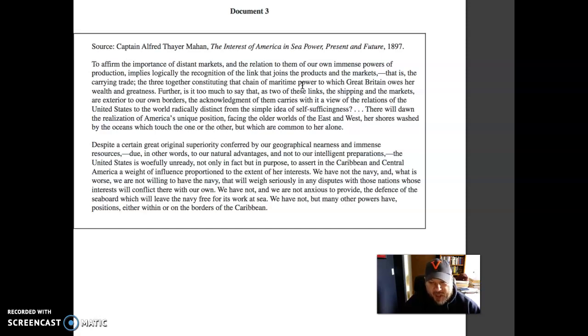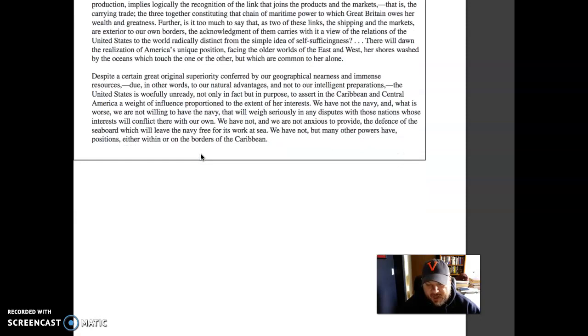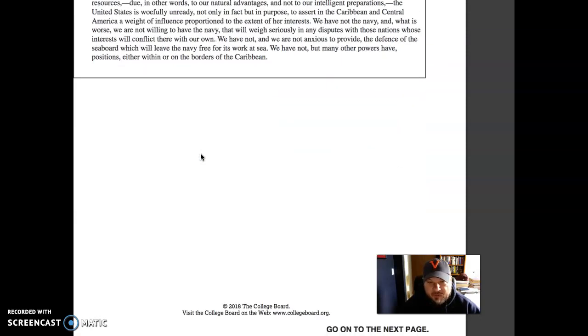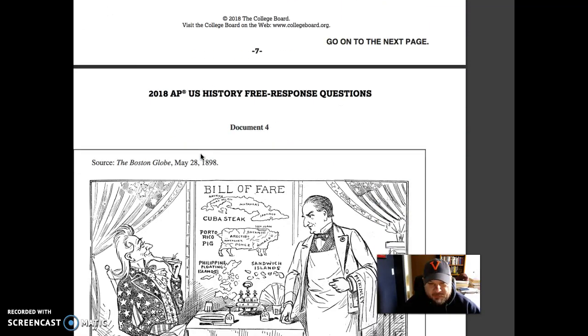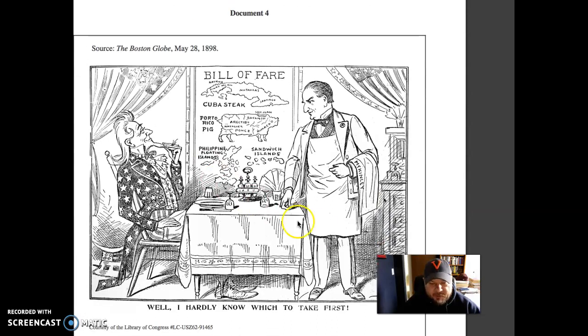He's also saying that without a strong Navy, it's going to be tough to assert our power in the Caribbean, in Central America. A lot of the U.S. imperialist aims were really at Latin America, Central America, South America. So to do that, he said we're going to need a pretty strong naval presence. So he's advocating for strengthening the size and the quality of our U.S. Navy. That's what he's doing there. Document number 4 is a political cartoon.